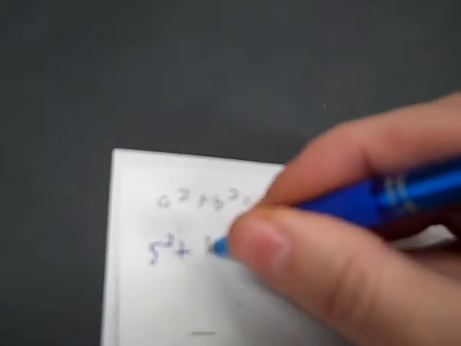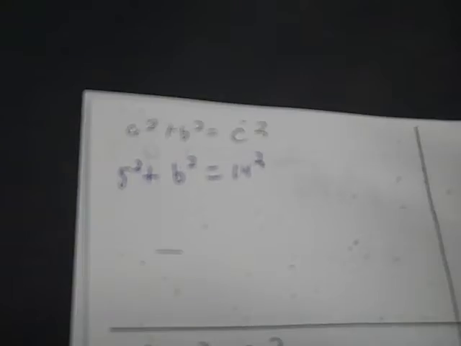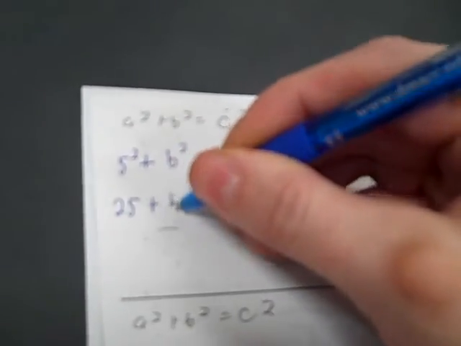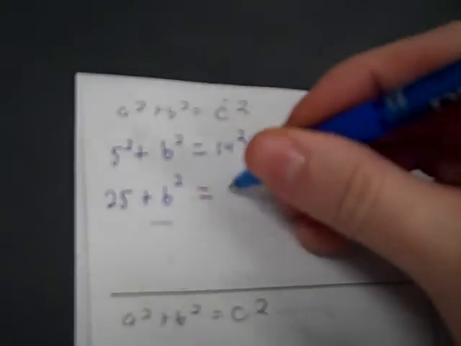Okay, next problem. Tells me A is 5. B I don't know, so I keep it as B. Don't write X. Okay, and then C is 14. Okay, so now I get rid of as many second powers as I can. 5 to the second is 25. B is a letter, so that second power stays. 14 to the second, I can find that on a calculator. 14 times 14 is 196. And now I can get B to the second equals, and then B equals.